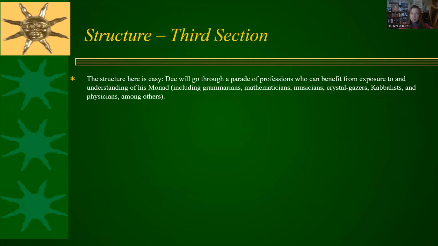So let's look at the structure of what we're going to talk about in this part of the letter. On the surface, the structure here is much easier. Dee is going to go through a parade of professions who can benefit from exposure to his monad glyph. They're going to include grammarians, but like I said in the last class, his grammar is not what we consider grammar today. His grammar is how sacred letters and geometric points, lines, and circles create everything. Also mathematicians, musicians, crystal gazers, Kabbalists, and physicians, among others, and how each of them benefit from the monad.